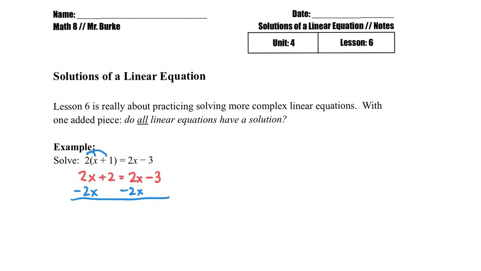On this side, 2x minus 2x is 0. On this side, 2x minus 2x is 0. So I end up with 2 equals negative 3. So what happened here is the variable terms dropped out of the equation. And when the variable terms dropped out of the equation, I was left with a statement that cannot be true. 2 does not equal negative 3. So the answer to this is actually no solution.